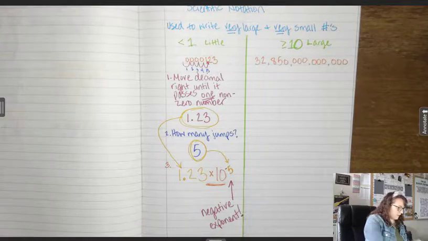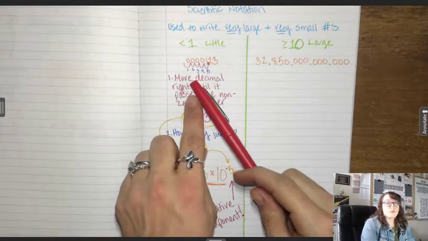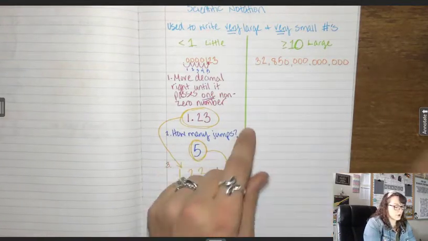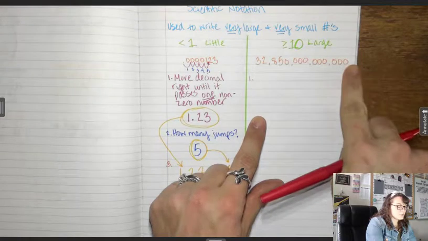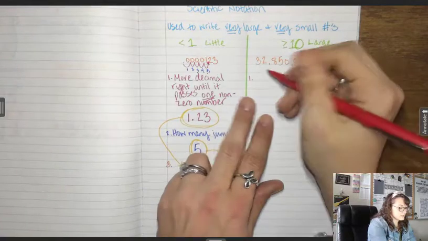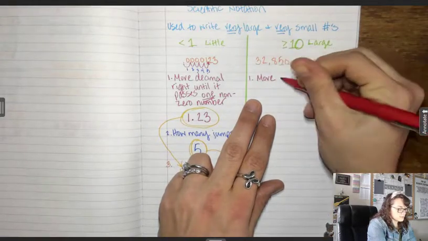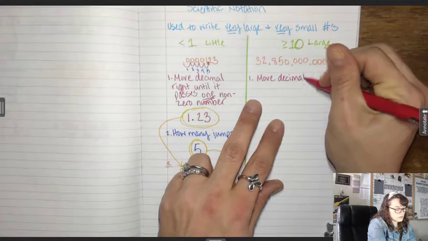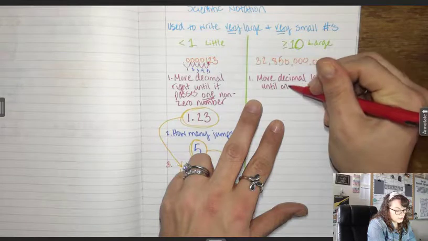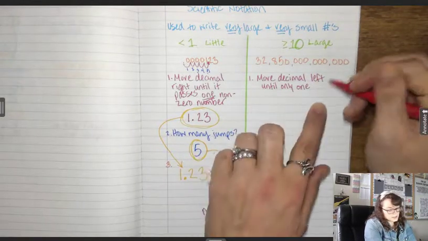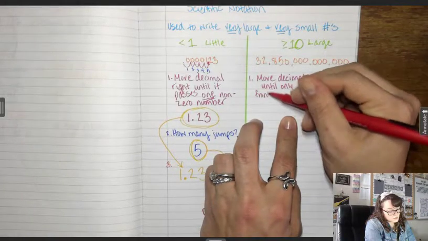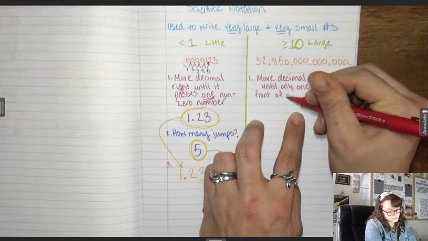Now, just like over here, I moved my decimal until I passed one digit that wasn't 0. Over here, I need to move my decimal to the left until there is only one digit left. Move decimal left until only one digit in front of decimal.